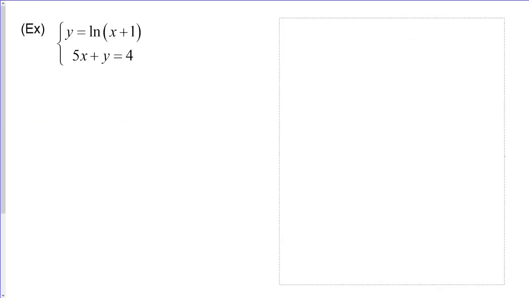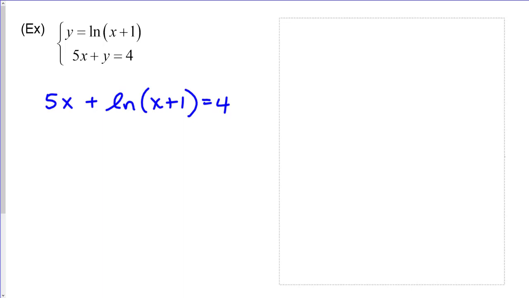Here's one last example where y is equal to the natural log of x plus 1 and 5x plus y is equal to 4. In this example, no matter what we try, there's really no way algebraically to solve this problem. So for instance, if I tried to substitute the natural log of x plus 1 into the other equation, it would look like this.